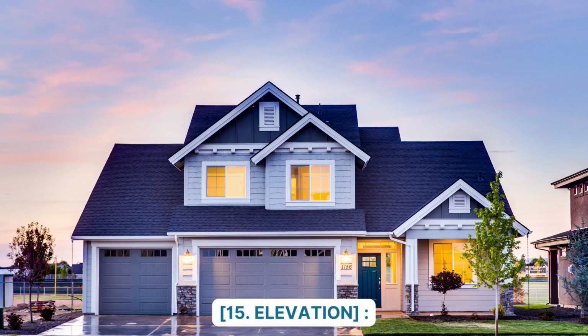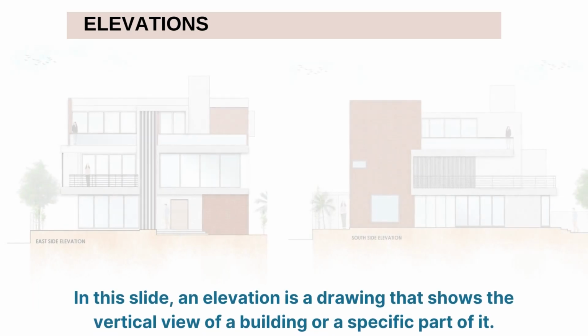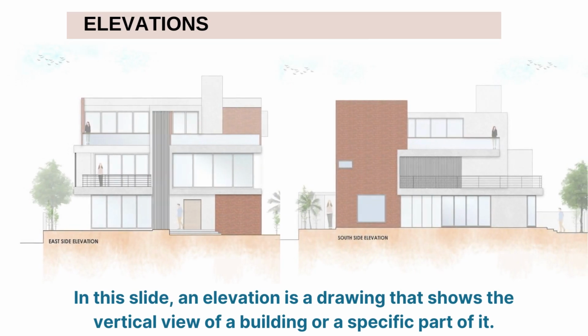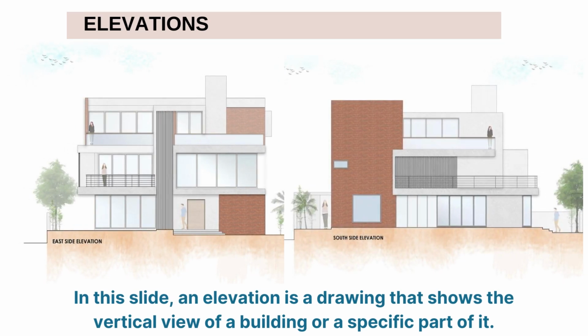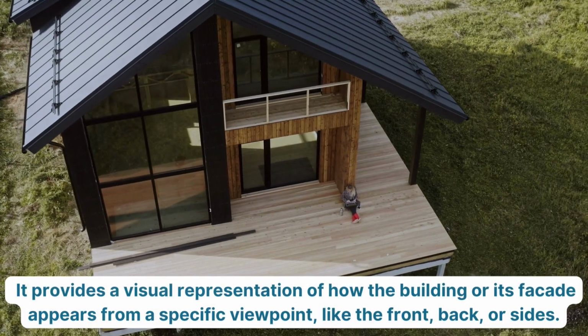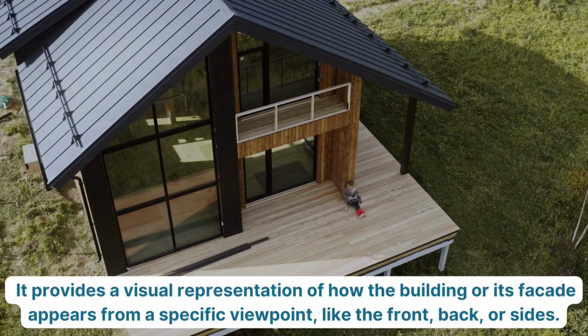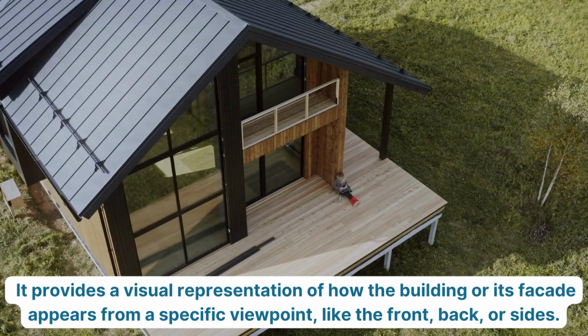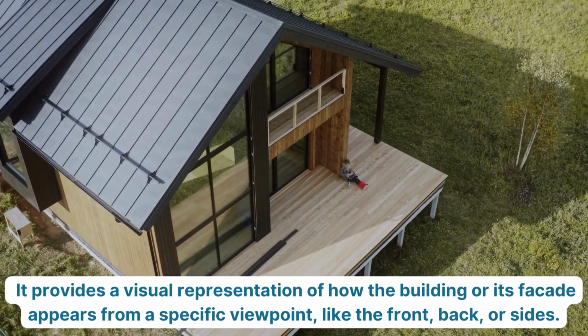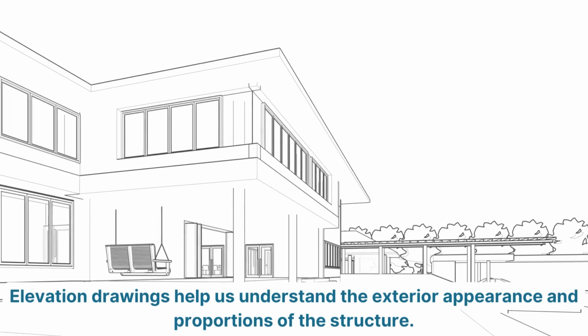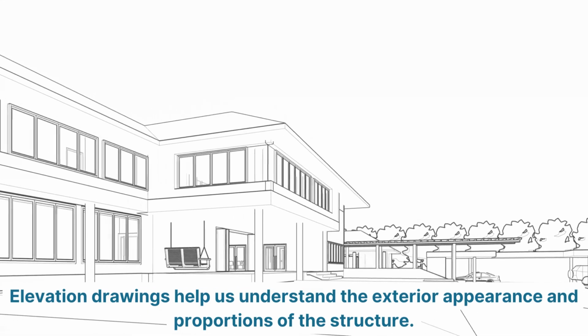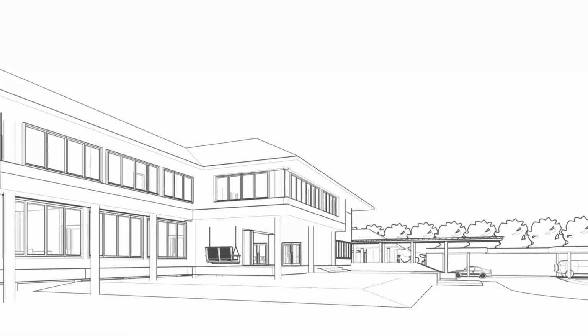Number 15. Elevation. In this slide, an elevation is a drawing that shows the vertical view of a building or a specific part of it. It provides a visual representation of how the building or its facade appears from a specific viewpoint, like the front, back, or sides. Elevation drawings help us understand the exterior appearance and proportions of the structure.